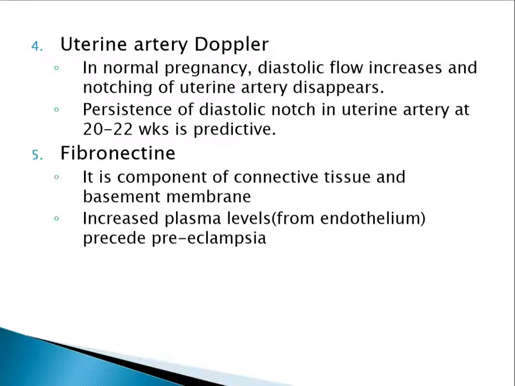Then fibronectin. Fibronectin is a component of connective tissue and the basement membrane. And here in blood vessels, since there is damage to the connective tissue and basement membrane, you see increased plasma levels in preeclampsia. So they naturally precede the appearance of the blood pressure because it's a part of the pathological process. So if this is detected ahead of the patient developing preeclampsia, yes, you can say this is a predictor.